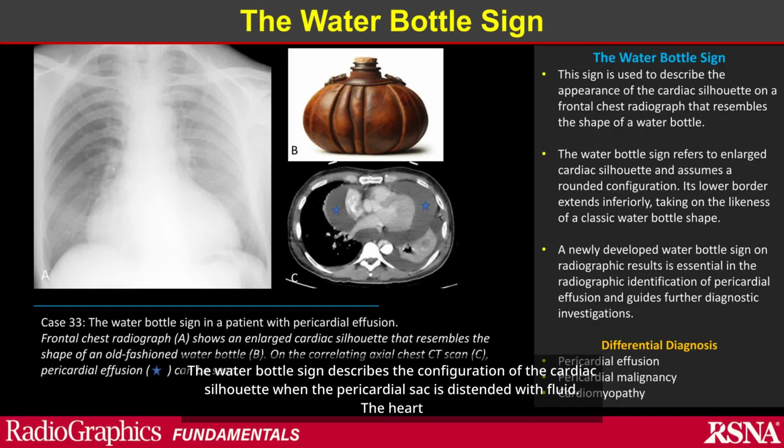The water bottle sign describes the configuration of the cardiac silhouette when the pericardial sac is distended with fluid. The heart appears enlarged, rounded, and flask-shaped with a broad base tapering upward, resembling a traditional water bottle. This sign is most often due to pericardial effusion, though pericardial malignancy and severe cardiomyopathy can mimic the same silhouette. When newly developed, the water bottle sign is a key diagnostic clue to pericardial effusion and often prompts urgent further evaluation.